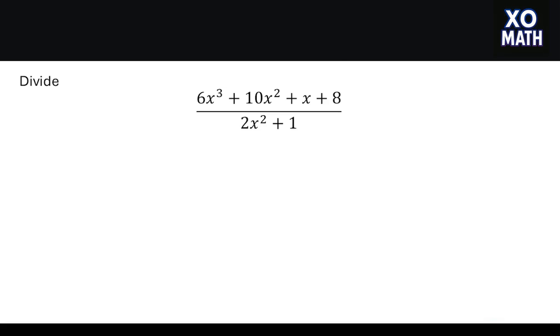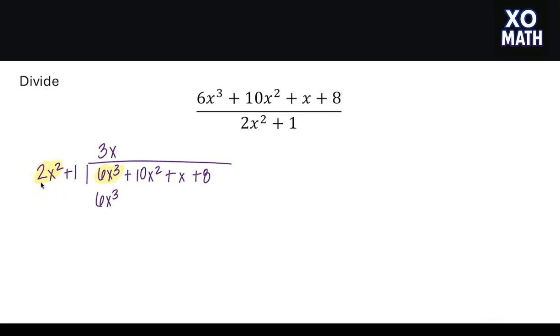This time we're going to divide 2x squared plus 1 into 6x cubed plus 10x squared plus x plus 8. So we're going to think about 2x squared and what we'd have to multiply by to get to 6x cubed. To get from 2 to 6, I'd multiply by 3, and to get from x squared to x cubed, I'd multiply by x. Now we'll multiply 3x times 2x squared, that's 6x cubed, and 3x times 1 is 3x.